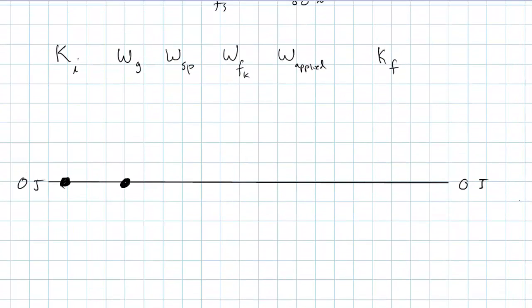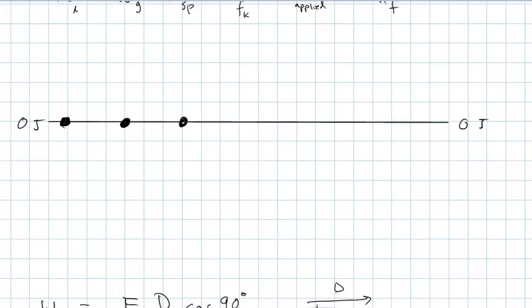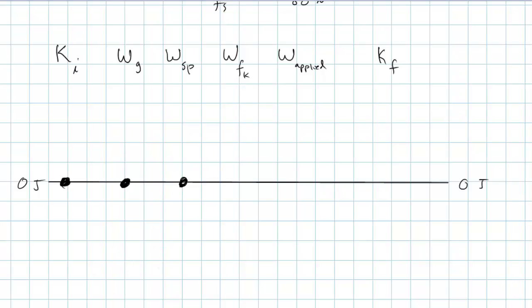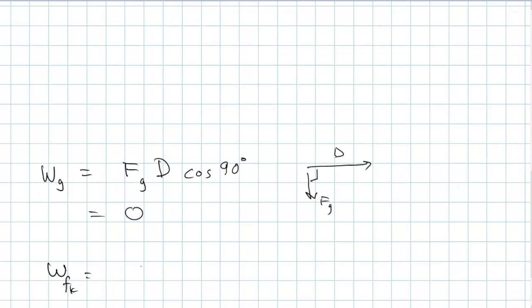Do we have any springs in this problem? No, we don't, so they do no work. Friction, the work done by friction. That's the force of friction multiplied by the distance multiplied by the cosine of the angle between them.